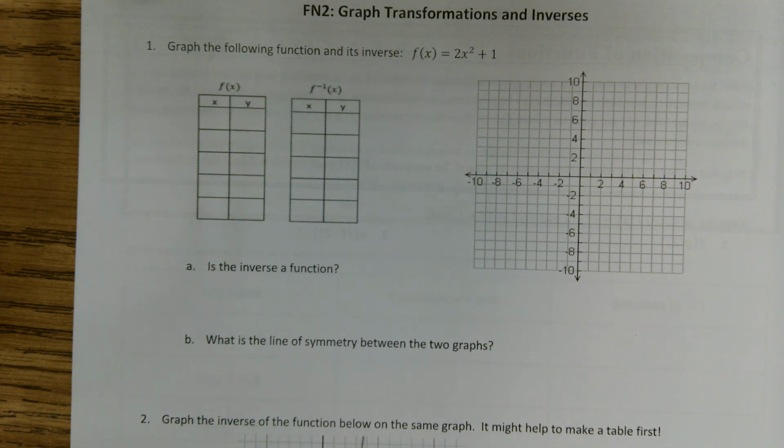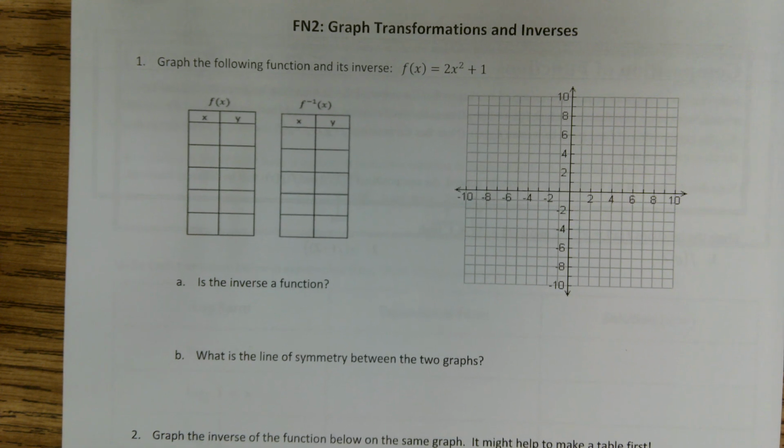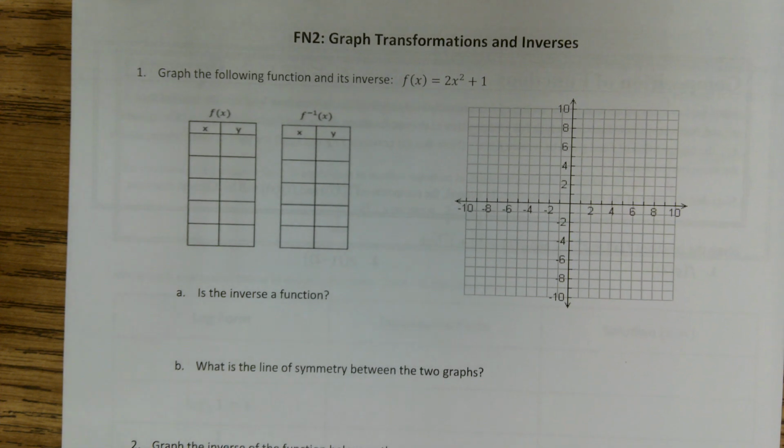Alright, so this is Chapter 5, FN2, Graph Transformations and Inverses, alright? This is very similar to what we did with the last standard, just by solving the inverses with algebra, except this time we're going to use actual graphs. And again, if you remember, when you're solving for these graphs, it's pretty straightforward in terms of figuring out your points. You just got to make sure that you have the correct points in your function.